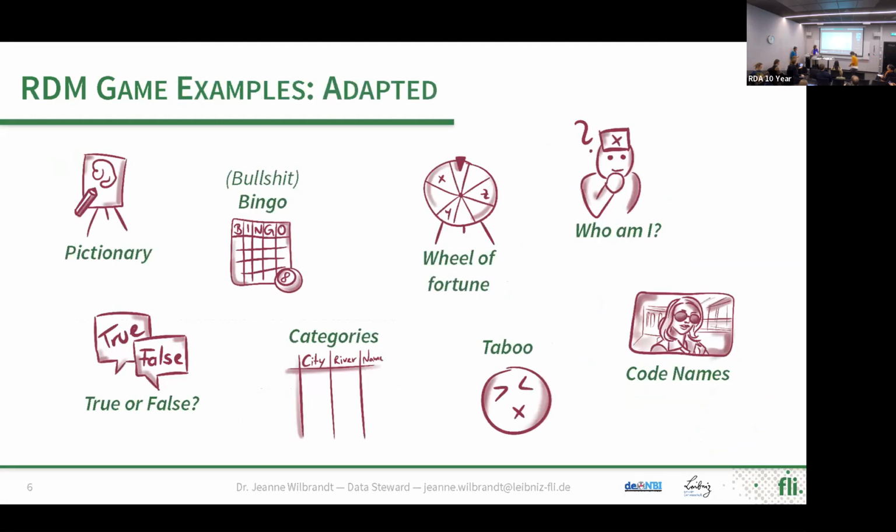So on the left-hand side of the spectrum, by just including some gamification aspects, we could, for example, play Pictionary with RDM terms. We can use the Wheel of Fortune, which we do frequently in trainer games sessions, trainer courses, or play Taboo, which we will do later on, which is why I'm coming back to Taboo all the time.